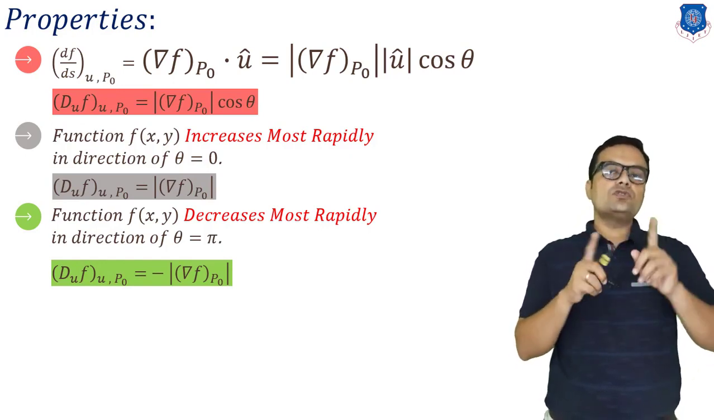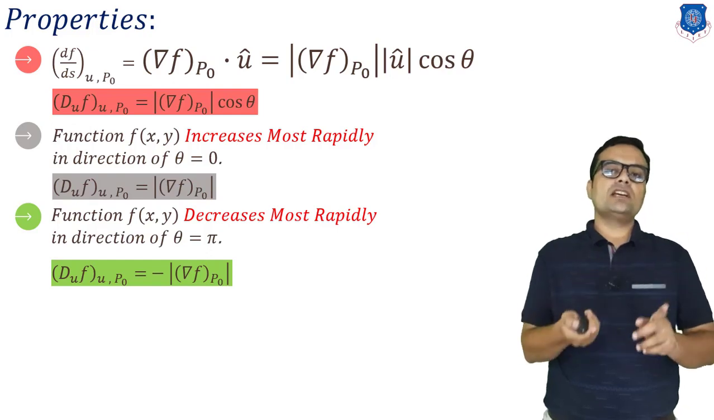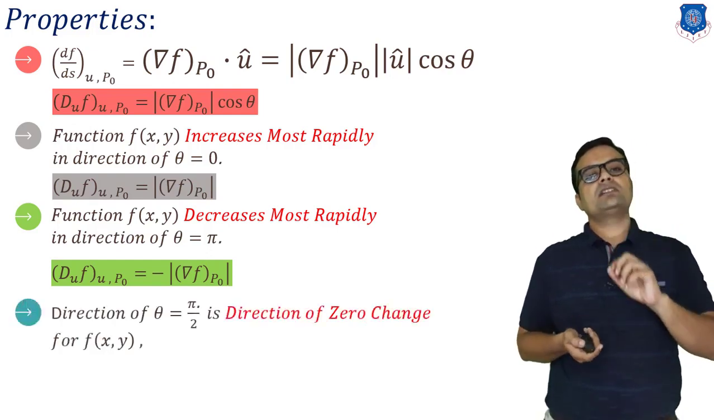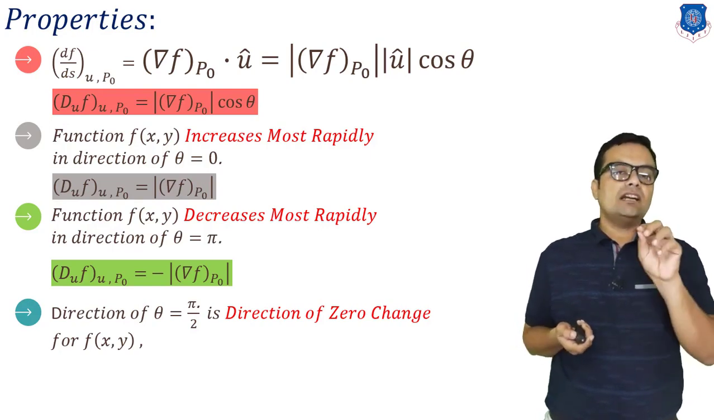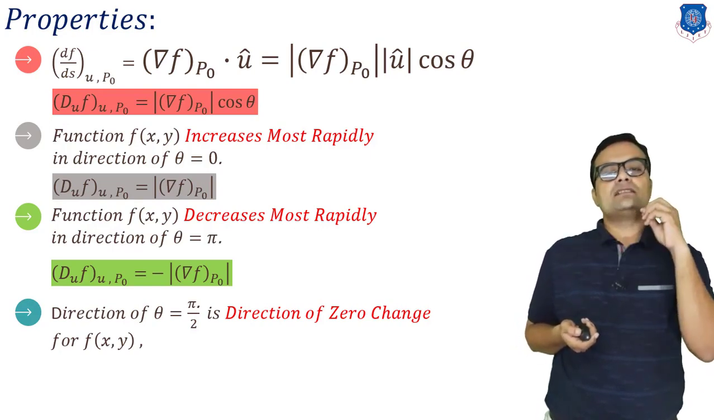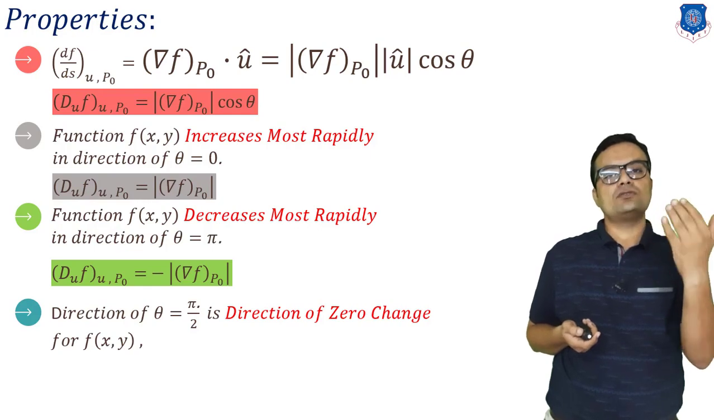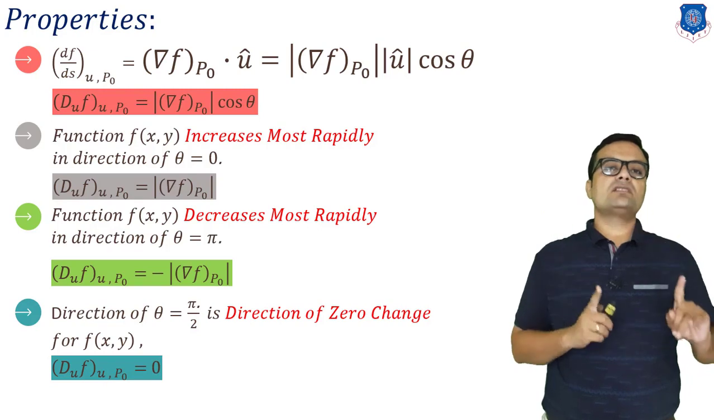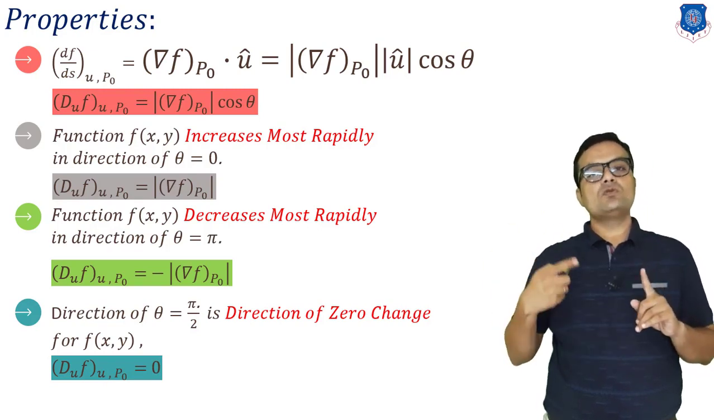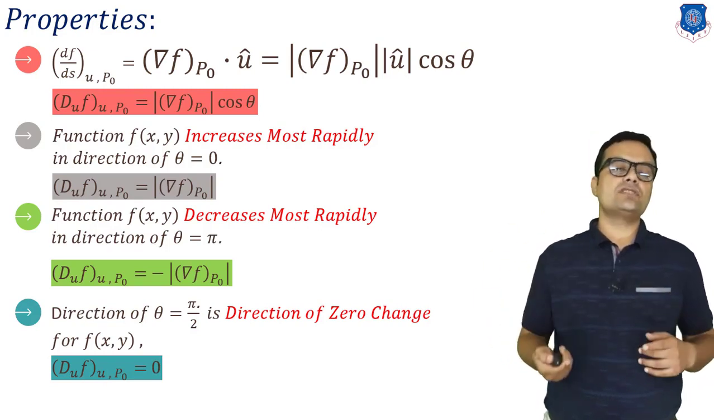And in between these two, in the transition from theta equal to 0 to theta equal to pi, there will be a point where theta is equal to pi by 2, and at that point cos theta is 0. So that is the direction in which we will get 0 change in the function. So it is known as the direction of zero change. You should remember these three: most rapid increase, most rapid decrease, and direction of zero change.